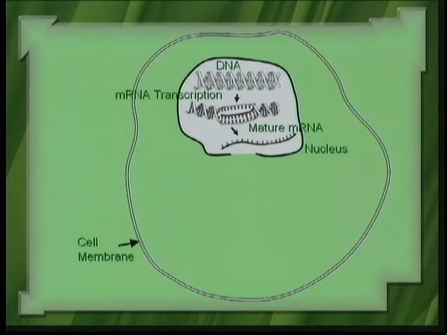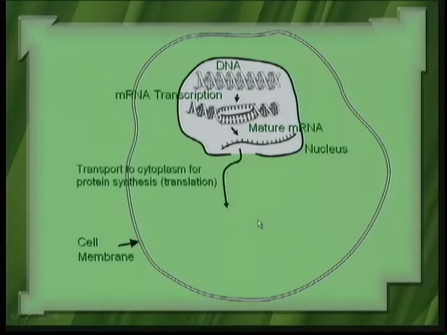Next thing that happens generally, we're going to go through this again, is that the messenger RNA usually has parts in it called introns. Introns are non-coding regions of RNA. Usually what happens in the nucleus is that the introns are spliced out, and the rest of the RNA is joined back together. What then happens is that the mature messenger RNA leaves the nucleus and goes into the cytoplasm.